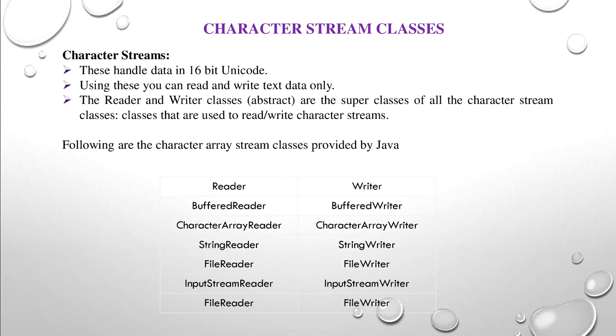In case of reader, the available options are buffered reader, character array reader, string reader, file reader, input stream reader, and file reader. In case of writer, very similar: buffered writer, character array writer, string writer, file writer, input stream writer, and again file writer. So these are the various classes which are inherited from the superclass reader as well as the writer class.